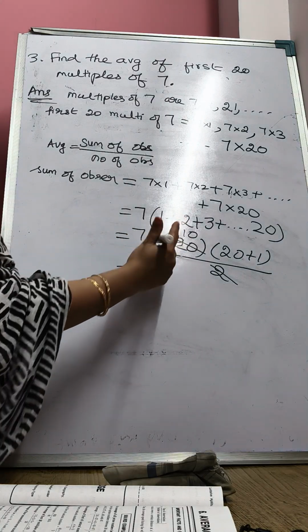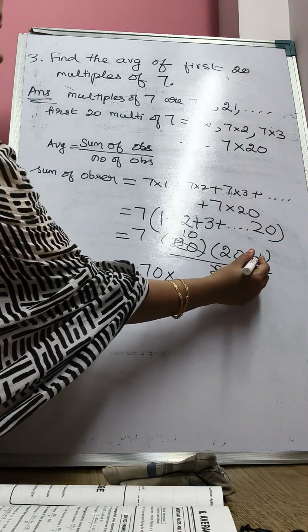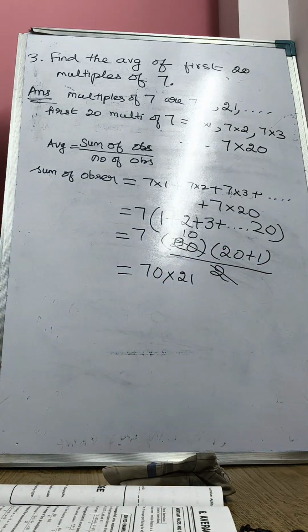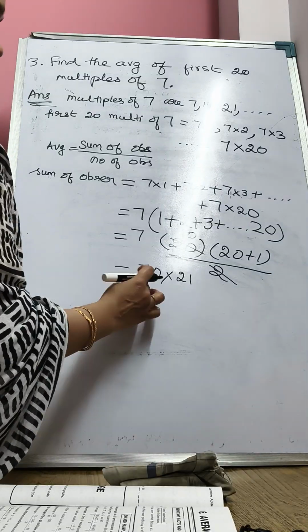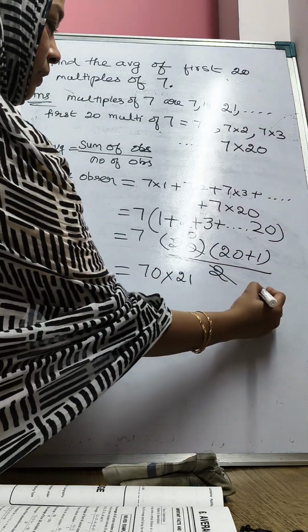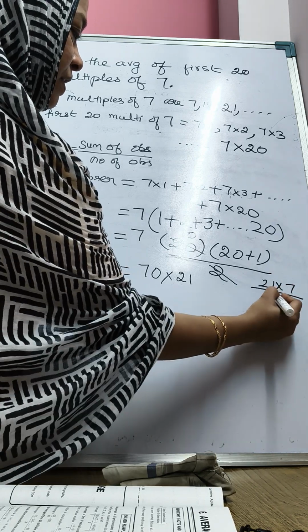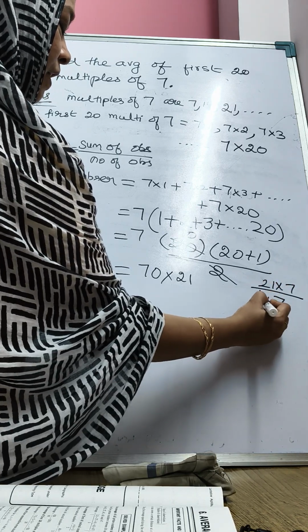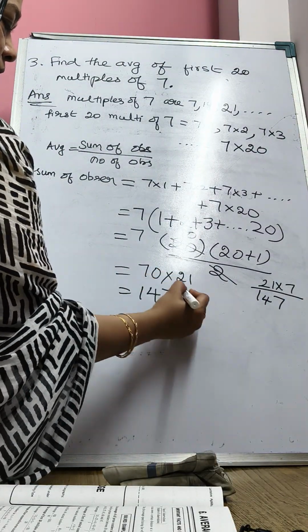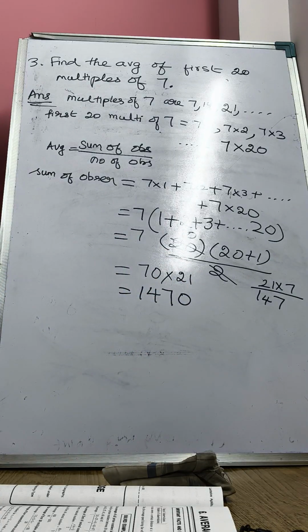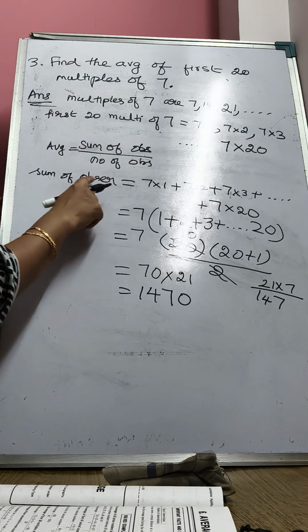Then 7 tens are 70 into 20 plus 1, 21. Okay. So 70 into 21. So we'll have 21 into 7. 7 ones are 7. 7 twos are 14. So 70 into 21 is 1470. Now we have obtained the sum of the observations.